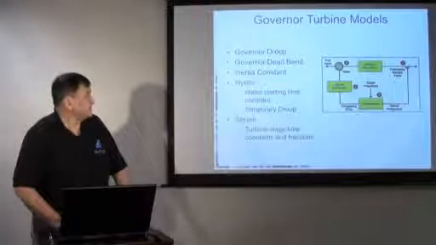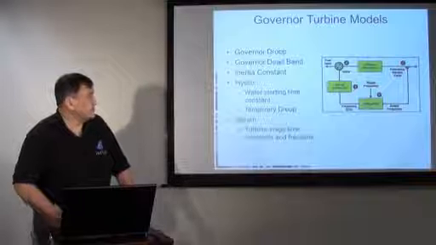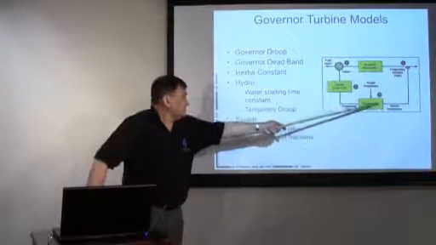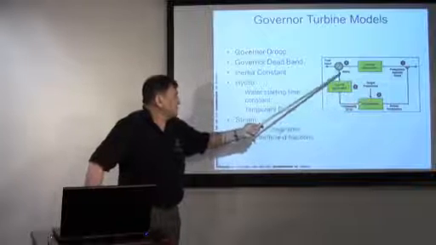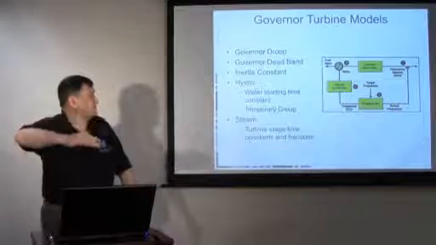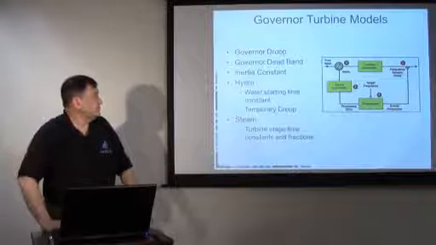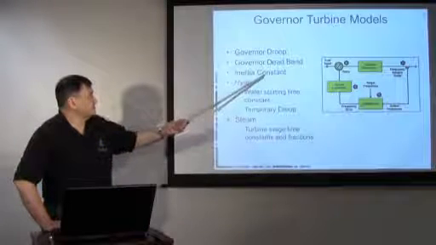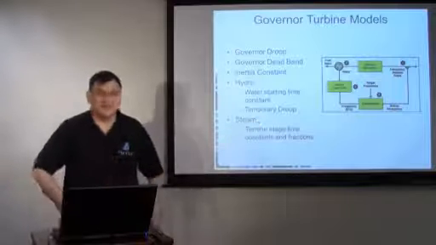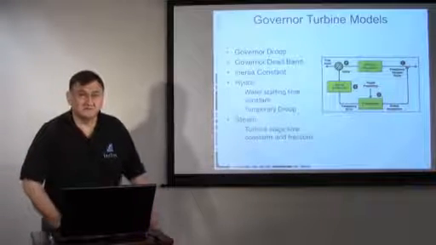We have the governor turbine models. It's important to be able to model the turbine, the speed controller, and the governor. We talked about the permanent droop, the 5% being the typical value. We need to model the inertia, and then depending on whether it's a hydro or a steam turbine, there are additional parameters to model the response of those types of turbines.